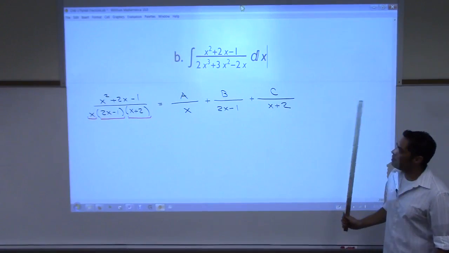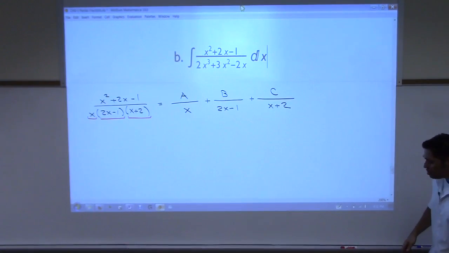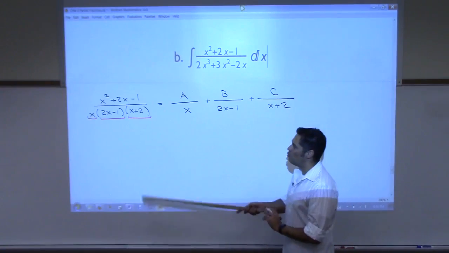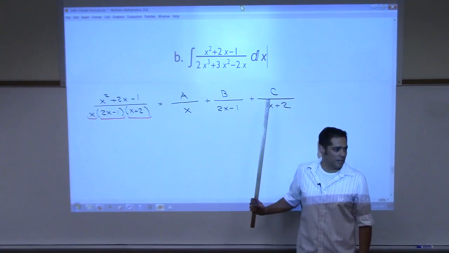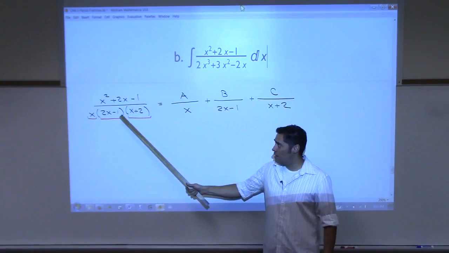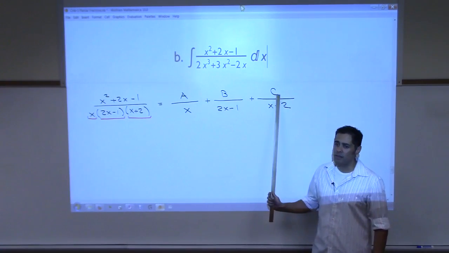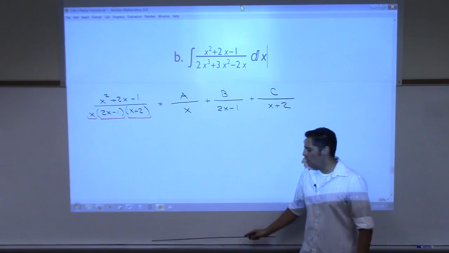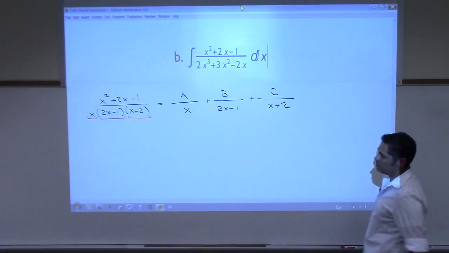See, back in pre-cal, when you're learning partial fraction decomposition, they don't tell you the reason why you want to go from here to here is because later on you need to integrate it. And integrating that is not easy. Integrating these individually is easy. So it was all for this purpose.